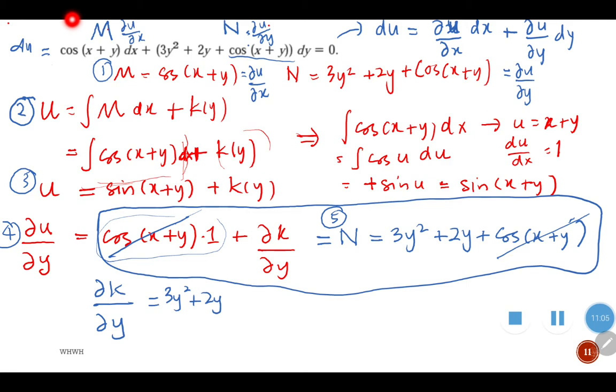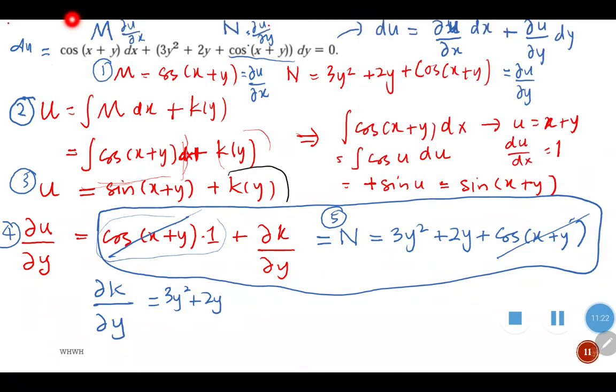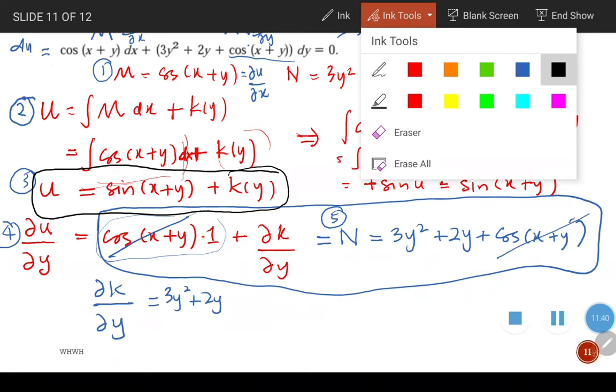Alright, so from here we get our K. Del K del Y equals 3Y square plus 2Y. So, why do we need to find del K del Y? Because actually we already have the answer for our solution here, where this is our answer: U equals sin X plus Y plus K of Y. But we do not have the function for K of Y. Now we are on the way to obtain the function for K of Y.